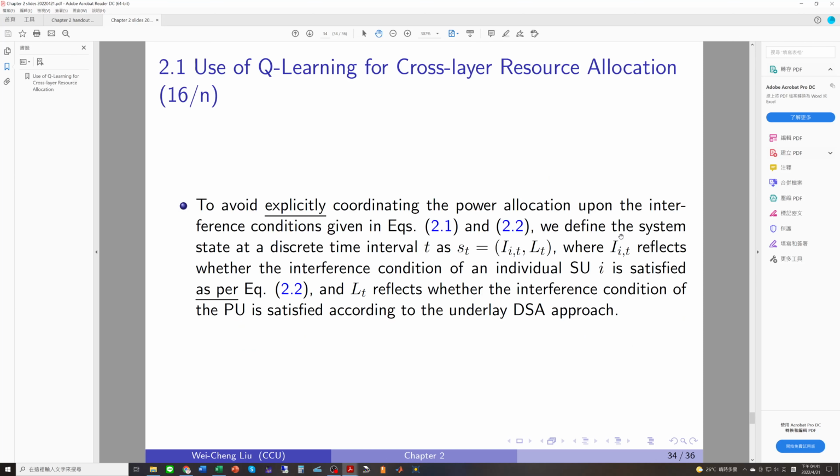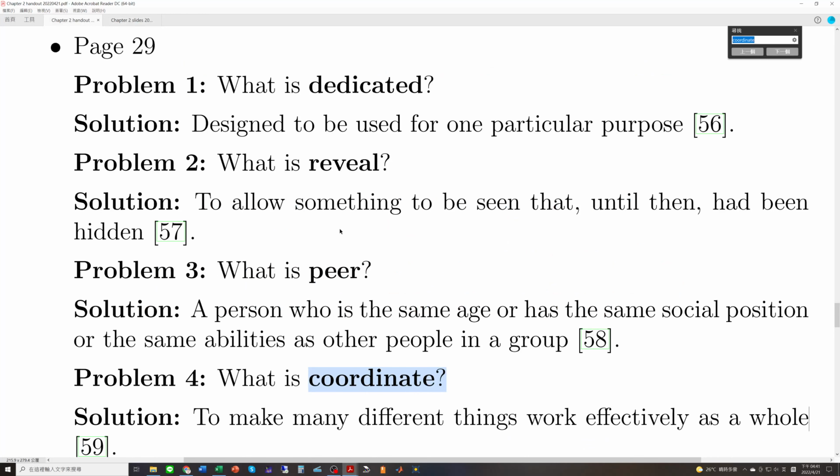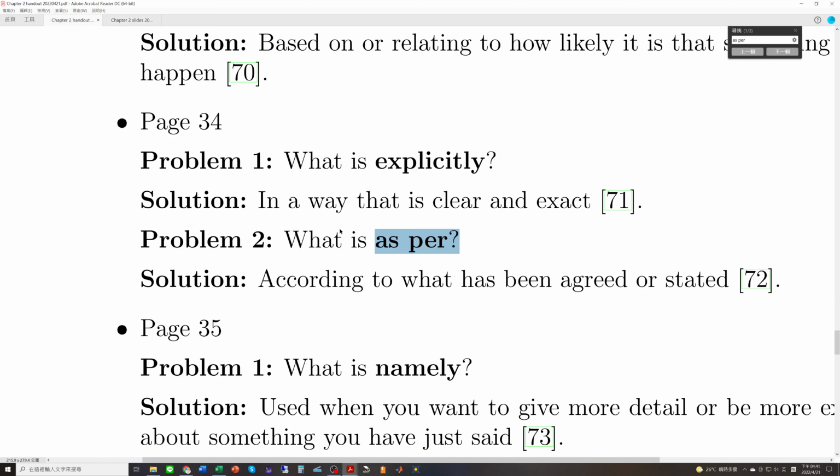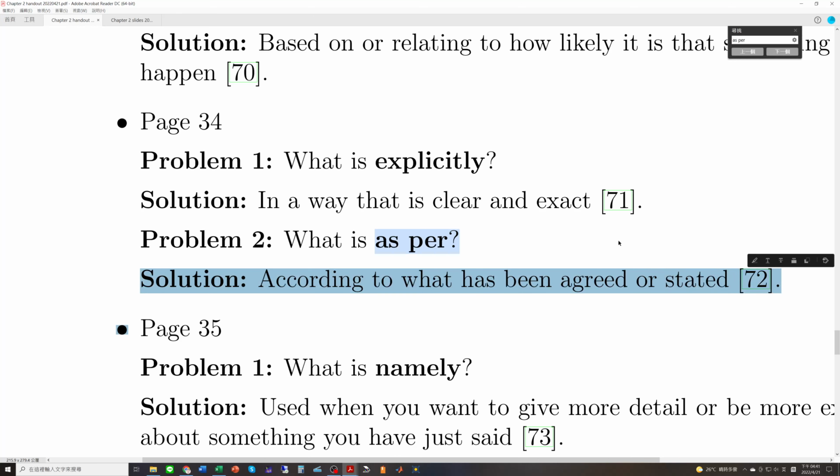Okay, we define the system state at a discrete time interval t as St is equal to IIT LT, where IIT reflects whether the interference condition of an individual SU, that is secondary user I, is satisfied as per. Okay, what is the meaning of as per? Let us look at the handout. Problem 2. What is as per? Solution: according to what has been agreed or stated. Okay. Let us go back to the slides.